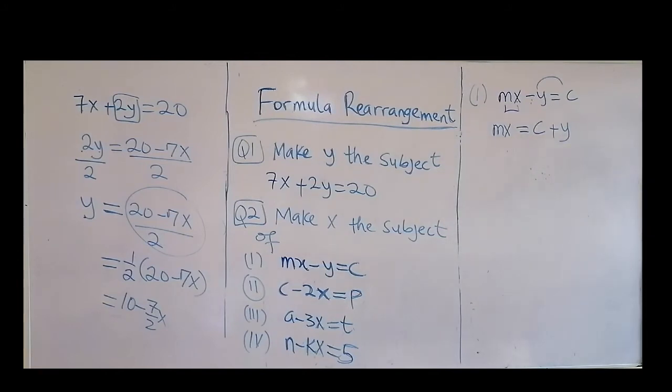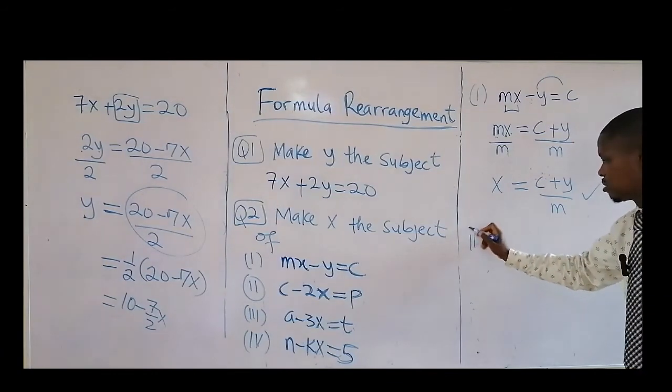Then the final thing is that this x has an attachment. Remove that attachment from that side by dividing by that attachment to x, which is m. So x is equal to c plus y over m. So that finished the question.